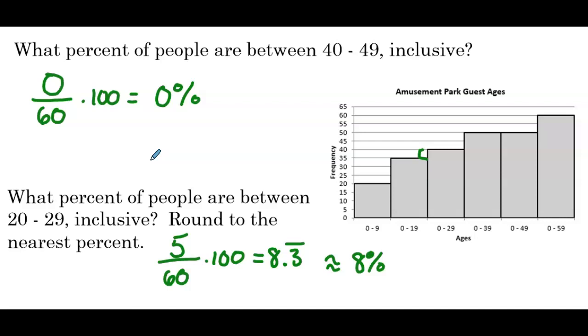So we can see that there are some advantages to a frequency histogram, and there are some advantages to a cumulative frequency histogram. We can answer a similar set of questions based off each one. It's just a matter of the work that goes into it.